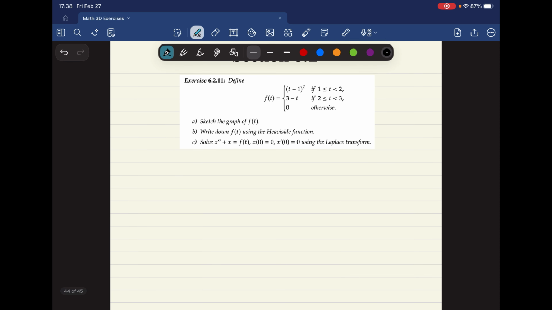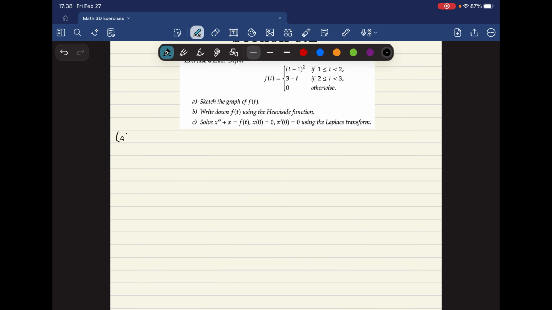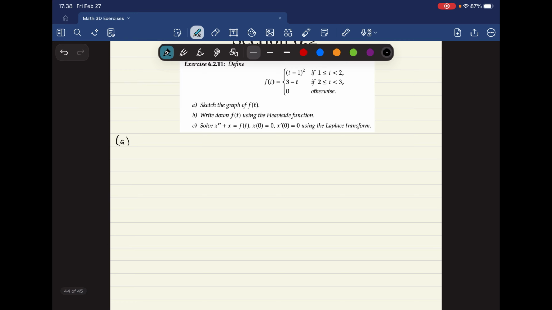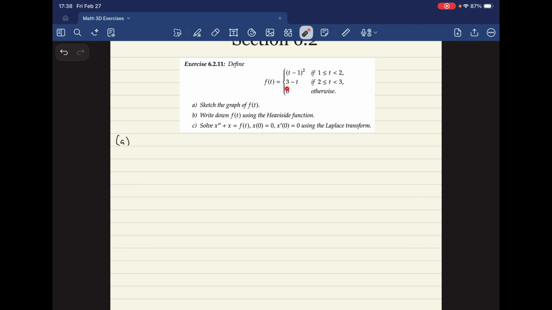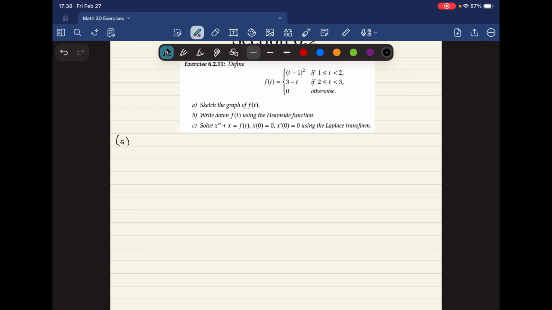So let's begin with part A. In general, to sketch the graph of a piecewise function, all you're really doing is sketching the whole graphs of each of the pieces, but then when you're stitching together the graph of your actual function, you're only going to consider the pieces over their corresponding intervals. Let me show you what I mean by that.